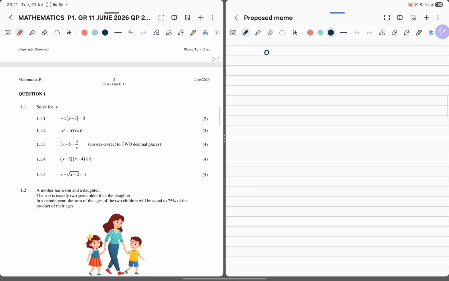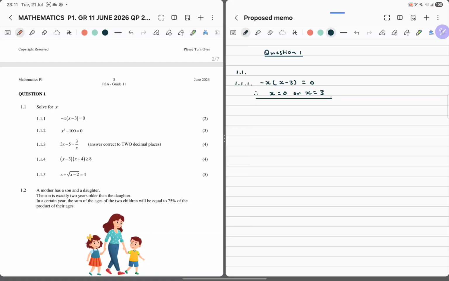Okay, a warm-up question. Question 1. We know we're solving for x. So we've got 1.1.1. We've got minus x into x minus 3 is equal to 0. So this is already factorized, so we can already see that x is 0 or x is 3.